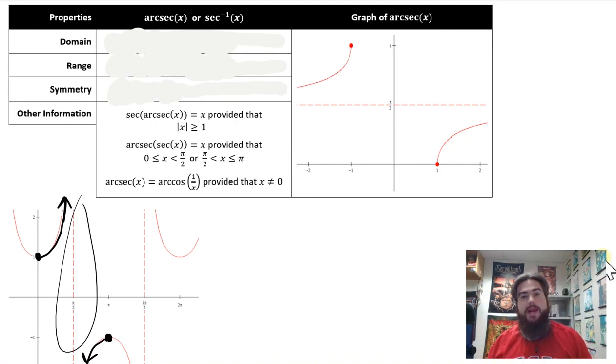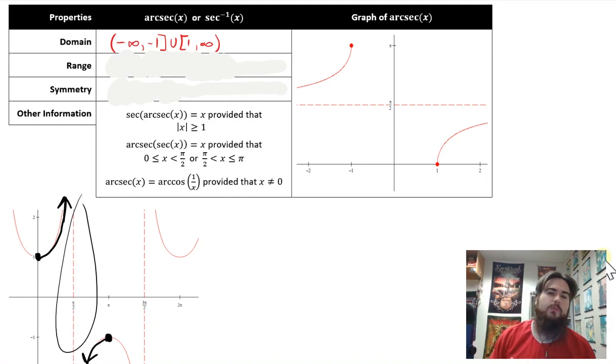So, our domain. The domain for arc secant, just like all the other inverse functions up to this point, is the exact same thing as the range for the original function. The range for secant was negative infinity to -1 with 1 to infinity. The same is true for arc secant. The domain for arc secant is negative infinity to -1 union 1 to positive infinity. Note that -1 and 1 are both inclusive.